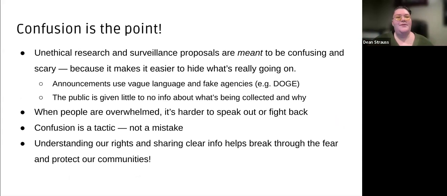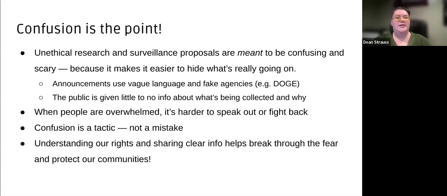This is probably the most important part. Confusion is the point of all of this. There's been a lot of back and forth and different articles coming out about things, and it seems confusing, and that is the point. It's really hard to follow what's happening and stop unethical research practices when you're confused about what's going on. So unethical research and surveillance proposals are meant to be confusing and scary. That makes it easier to hide what they're really doing.